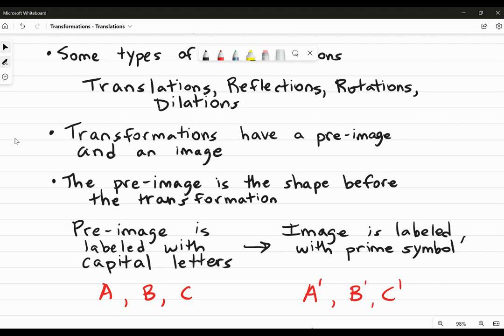Go ahead and pause the video here again in case you need more time to write all of this down.